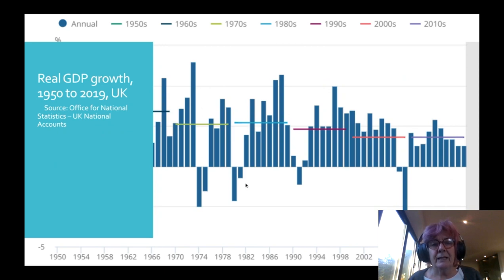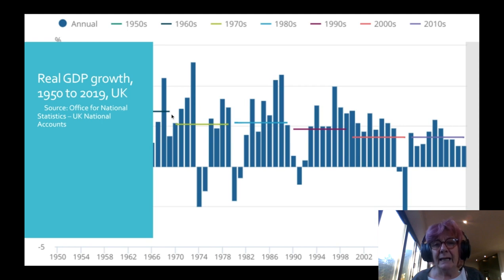And there's another trend here which tells us something about the level of economic growth within the UK. And this takes us back much further. I just wanted to make the point here really that when economies become very developed, the rate of their economic growth tends to slow.